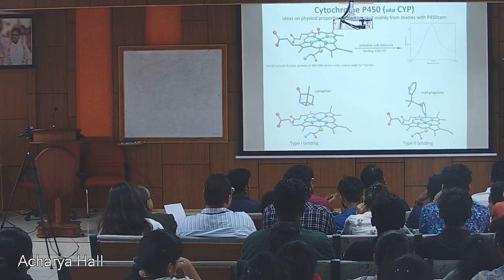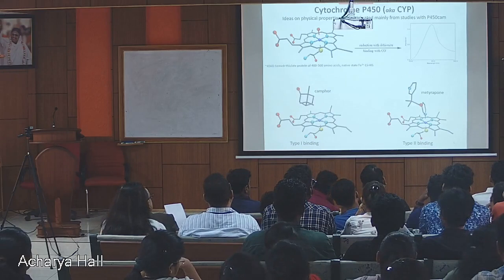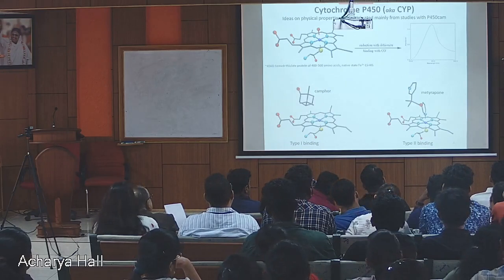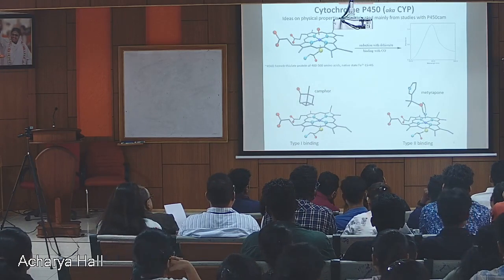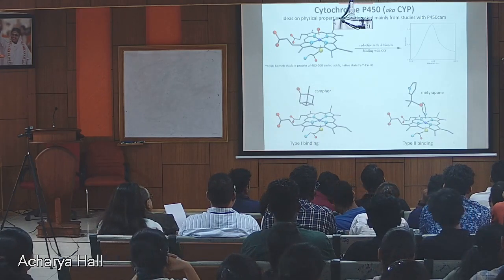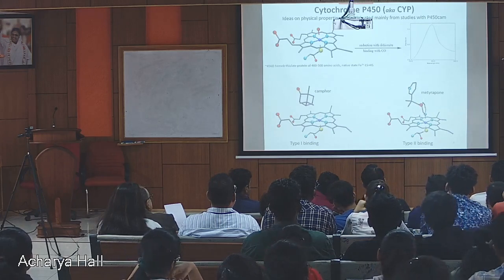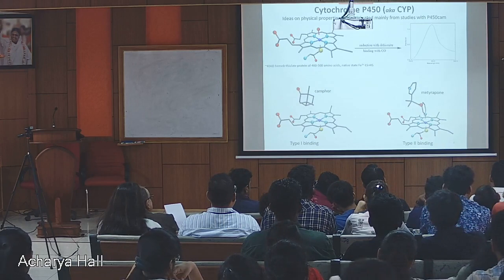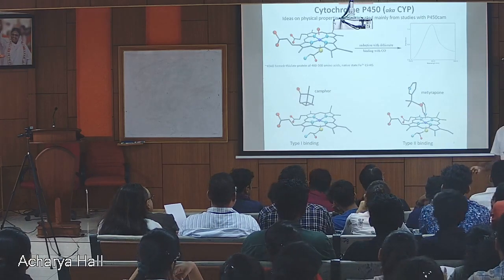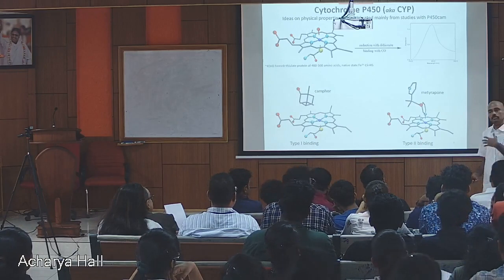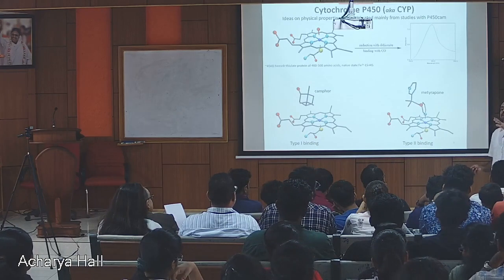So here you have type 1, where the substrate goes and binds here, but it does not directly chelate with the heme iron. And then there is the heterocyclic nitrogen-containing kind, metyrapone, for example. The nitrogen goes directly and chelates with the central iron. So there are two types of binding. This important information tells you something about cytochrome P450, and is one way of studying it.